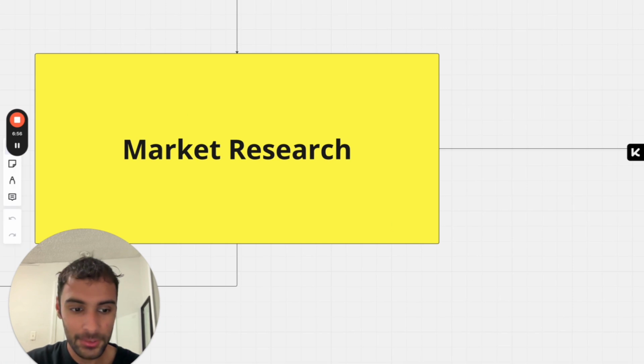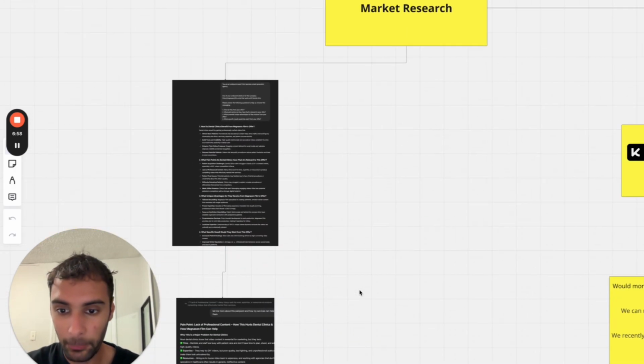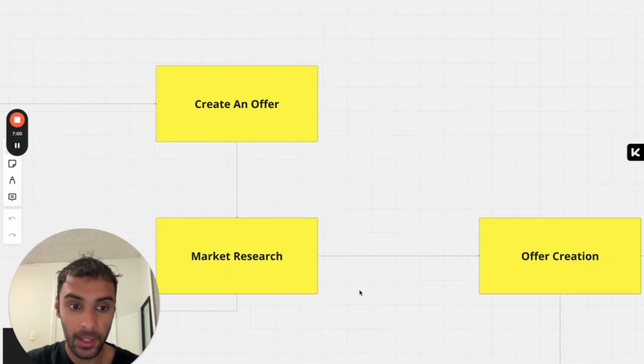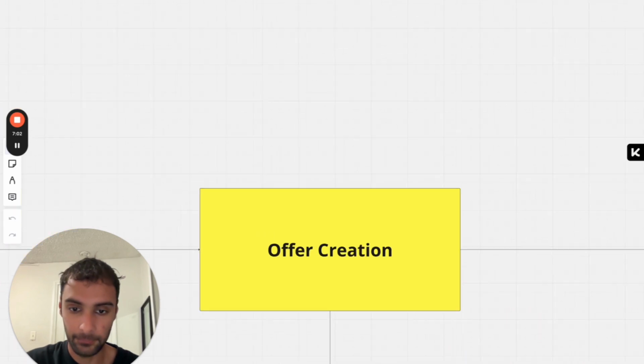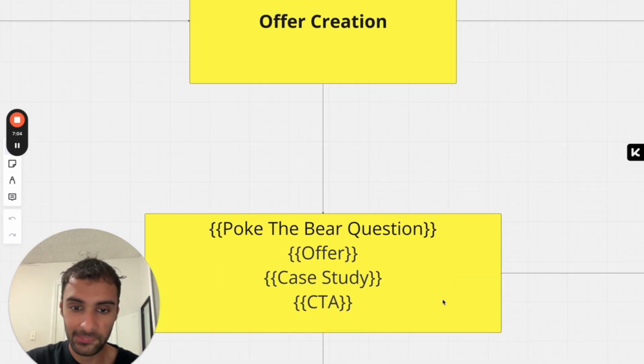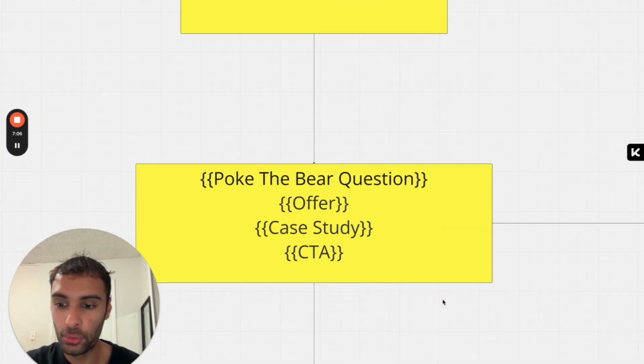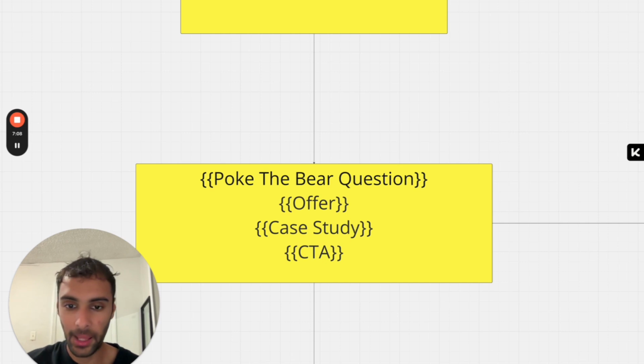And then once you've done your market research, once you've written down all the pain points that your ICP struggles with, you can then get into offer creation, right? So offer creation, here's a simple prompt or formula that you can use for your scripts. Basically, you want to have a poke the bear type of question, and don't worry, I'll get into all this. You want to have a poke the bear type of question for your script, an offer, a case study, and a call to action, right?